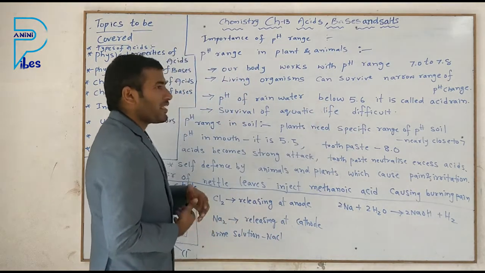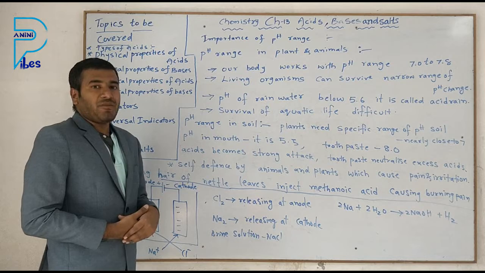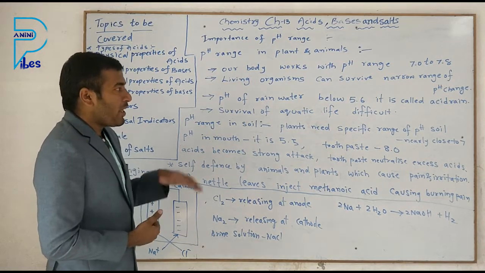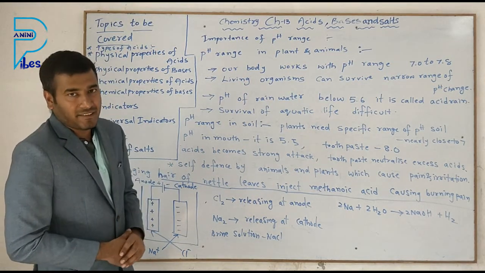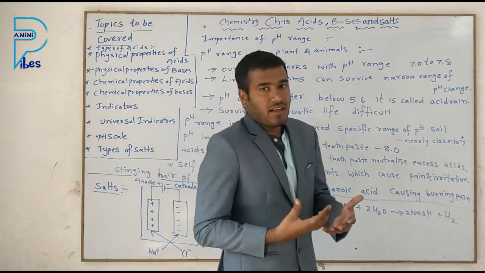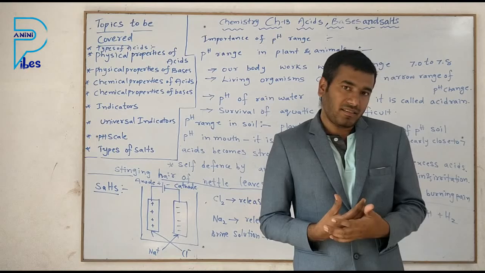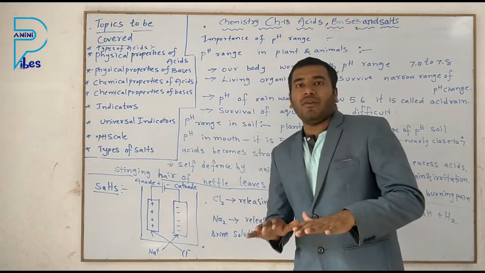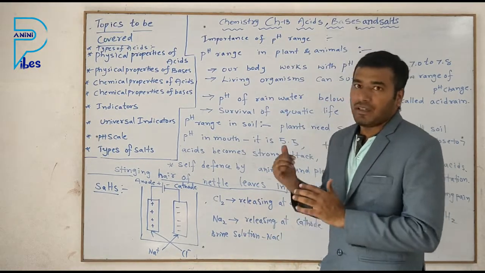Now next, coming to the pH of rainwater. The pH value of rainwater below 5.6 is called acid rain. See, if it is acid rain, it affects the crops. Agriculture is affected by acid rain. That's why a low pH value is not good for crops.